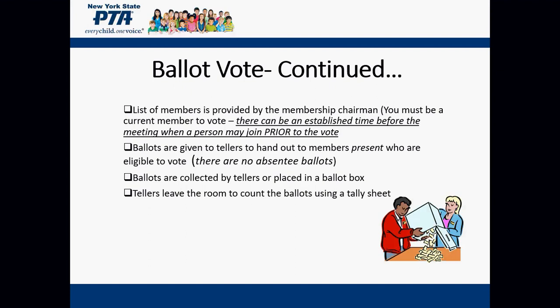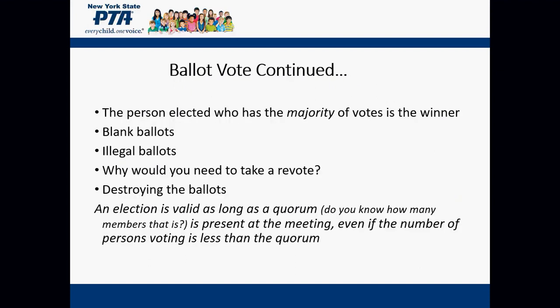The ballots are given to tellers to hand out to the members present. There are no absentee ballots. Remember we said that. Ballots are collected by the tellers or placed in a ballot box, whatever your procedure is. Then the tellers leave the room to count the ballots using a tally sheet. The best scenario is to wait for the ballots to be counted and the results to be brought in, so you could temporarily adjourn the meeting, what we call stand down, and people are free to talk, and then when the tellers come back, you can announce the winner of the election.